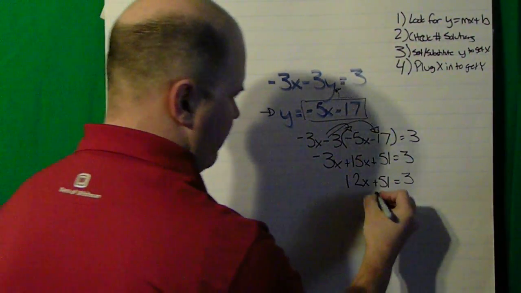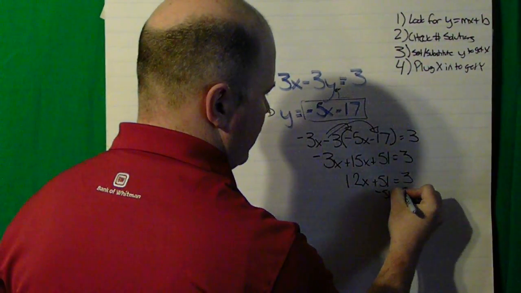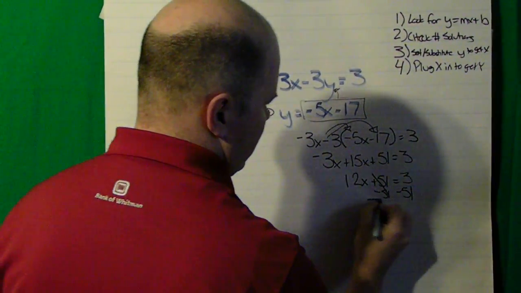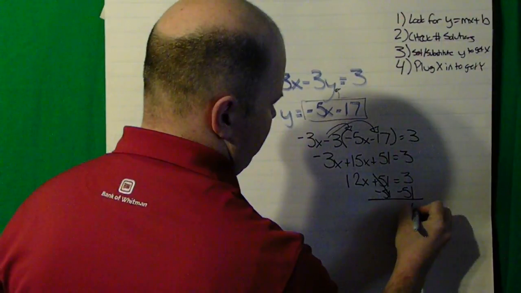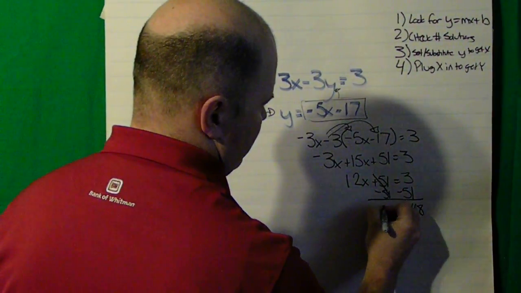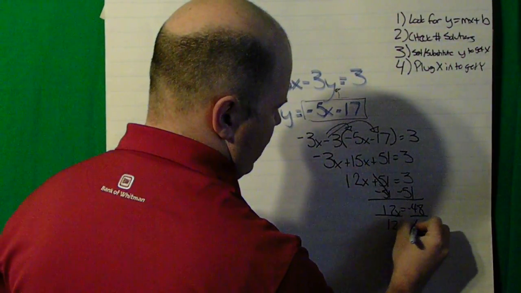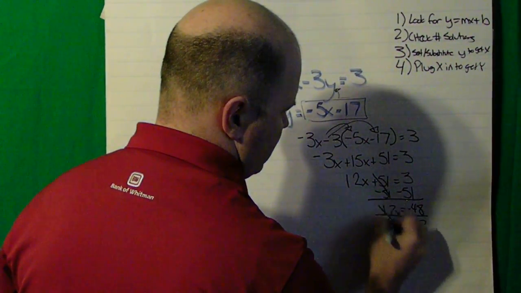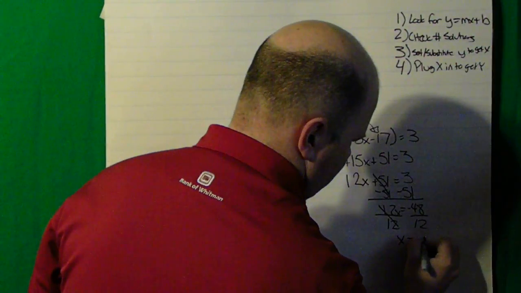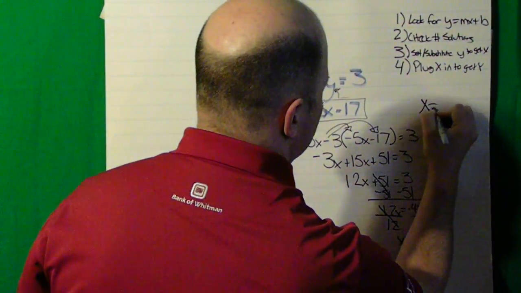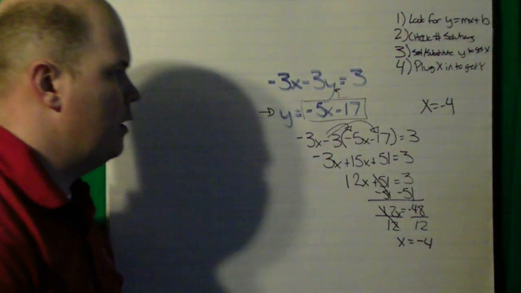I'm going to subtract 51 from both sides. That goes away. Now I get negative 48 is equal to 12x. And I divide both sides by 12. And I get x is equal to negative 4. So x is equal to negative 4.